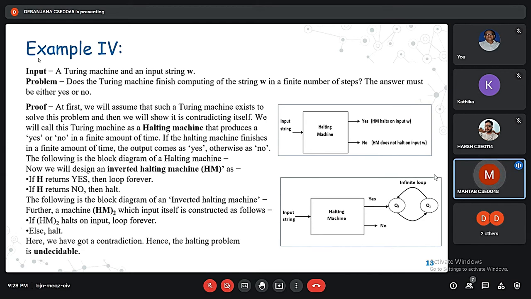The following is the block diagram of an inverted halting machine, HM2, that is a second diagram, which shows which input itself is constructed as follows. If HM2 halts on an input, loop forever, else halt. Here we have got a contradiction, hence the halting problem is undecidable. From the next slide, my next teammate will continue.